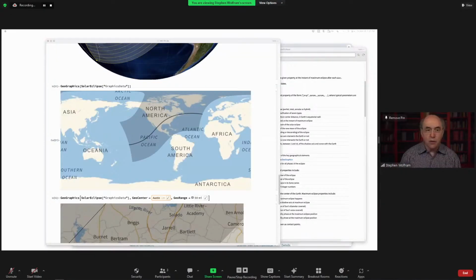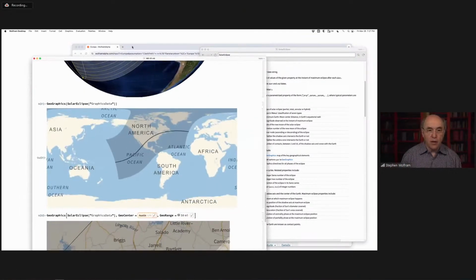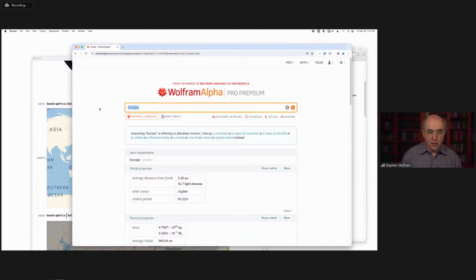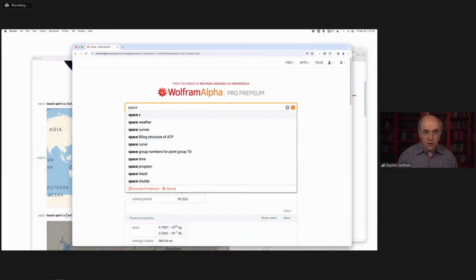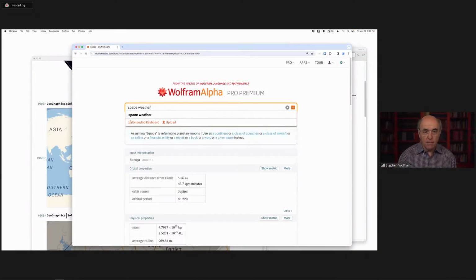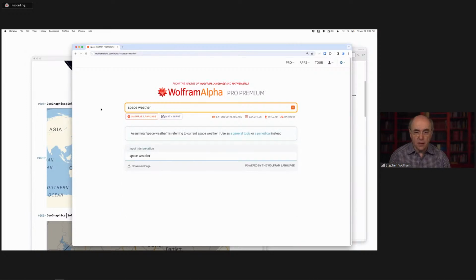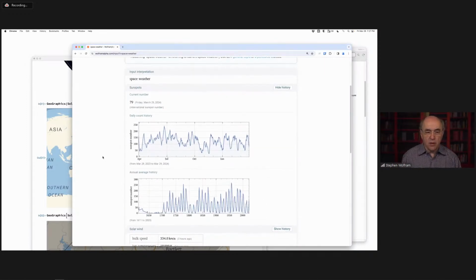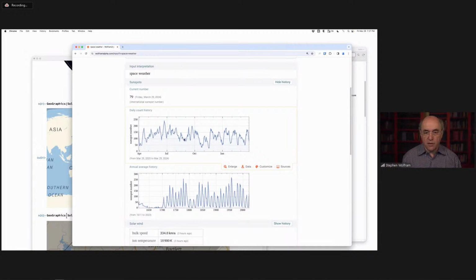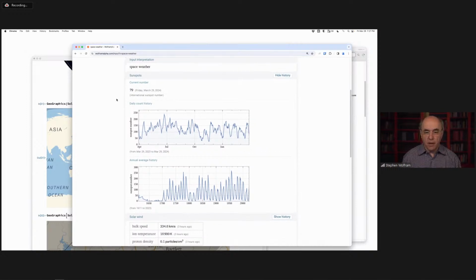you can go, let me share this again. You can go here to Wolfram Alpha, for example, and if you're concerned about these things, you can ask for space weather in Wolfram Alpha. There we go. So that's the sunspot number as a function of time. Looks like we've got about 79 sunspots as of today on the surface of the sun.